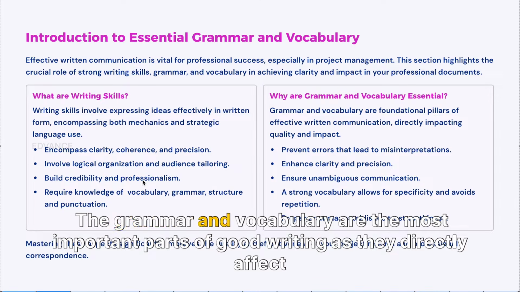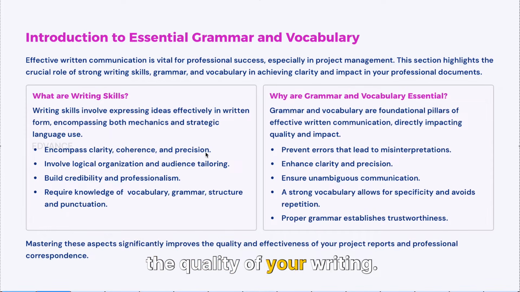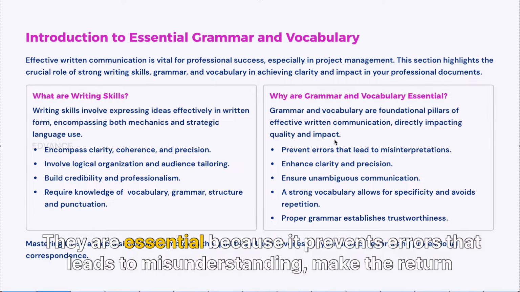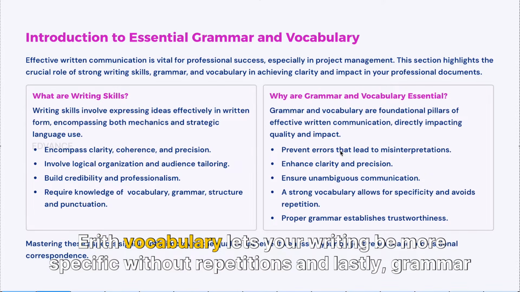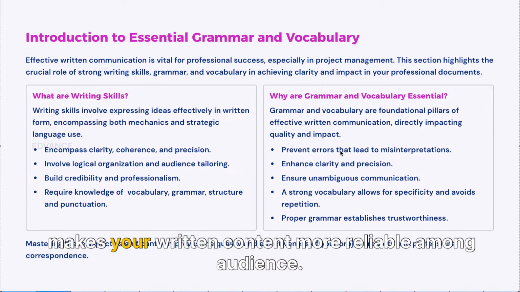Grammar and vocabulary are the most important parts of good writing, as they directly affect the quality of your writing. They are essential because they prevent errors that lead to misunderstanding, make the written content more precise, and ensure clear communication. A rich vocabulary lets your writing be more specific without repetitions. And lastly, grammar makes your written content more reliable among the audience.